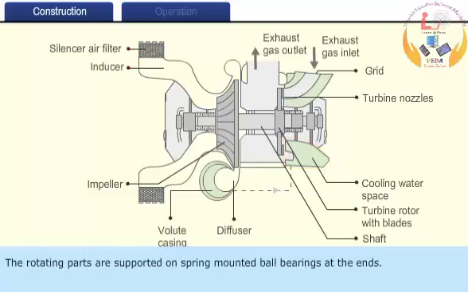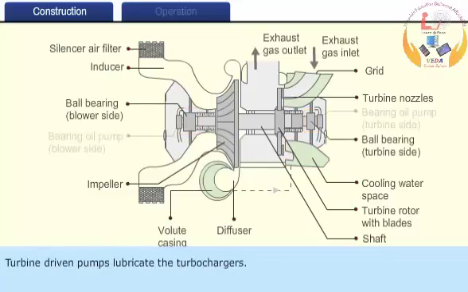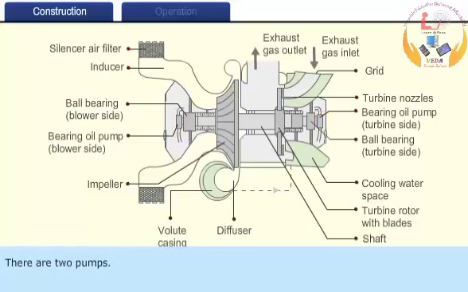The rotating parts are supported on spring-mounted ball bearings at the ends. Turbine-driven pumps lubricate the turbochargers. There are two pumps, one on blower side and the other on turbine side. The pumps direct the oil to the bearings.